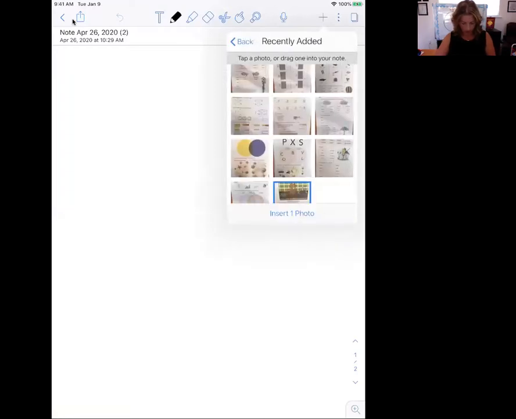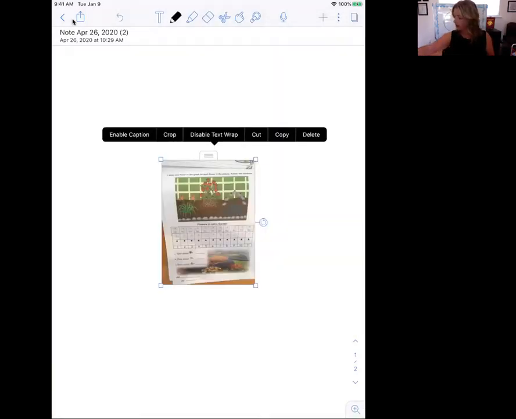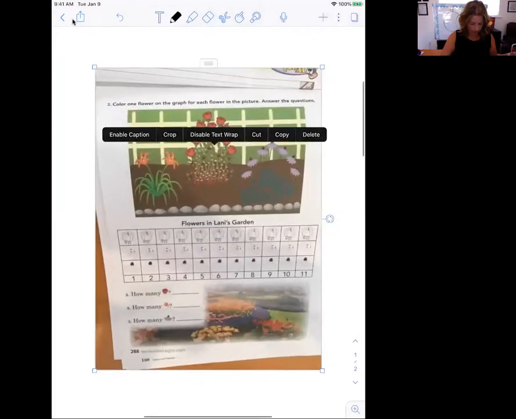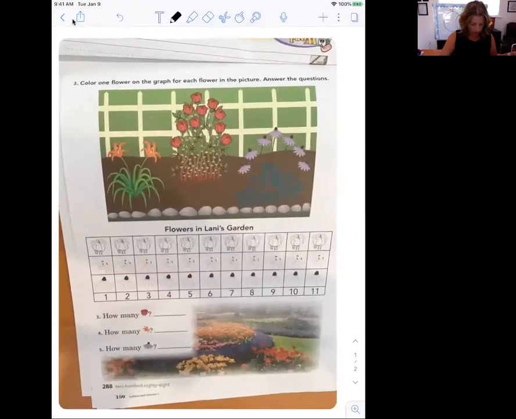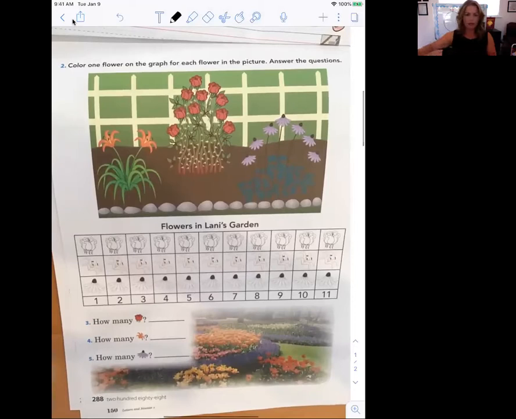Okay, so, ooh, this is not a Venn diagram. This is a graph. And we're going to do it together. So, at the top, it says, you following along? At the top, it says, color one flower on the graph for each flower in the picture. Okay, and then we'll answer the question.